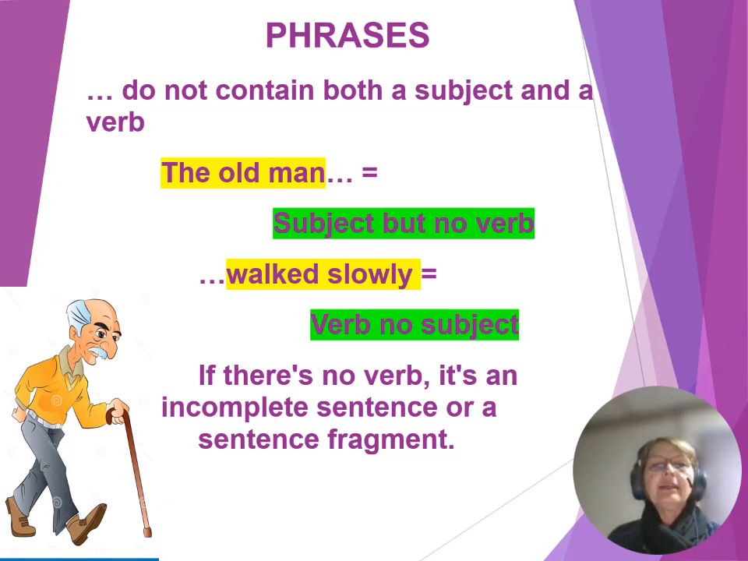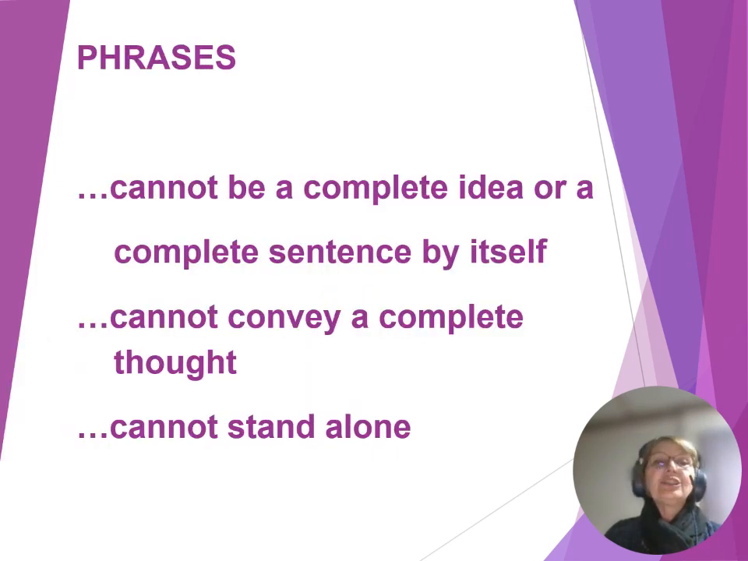You take something like the old man. We know what the subject is, but it doesn't make sense. There's no verb. Walked slowly on its own. There's a verb but no subject, which doesn't make sense. It can't stand on its own. So we know it cannot be a complete idea or complete sentence by itself. It cannot convey a complete thought, and it cannot stand on its own. It cannot stand alone. That is a phrase.